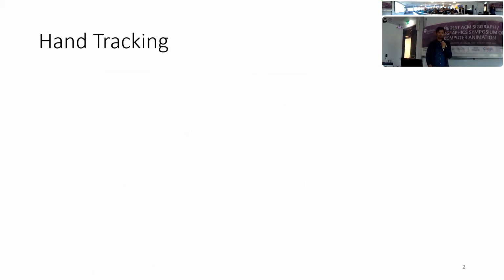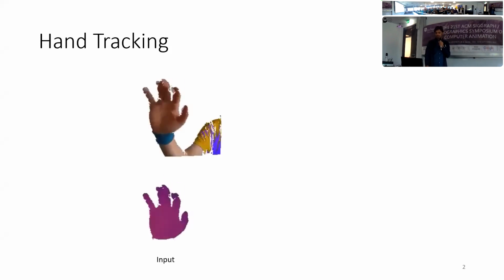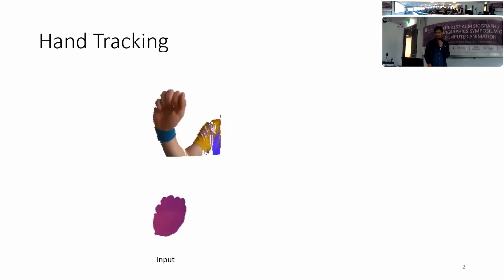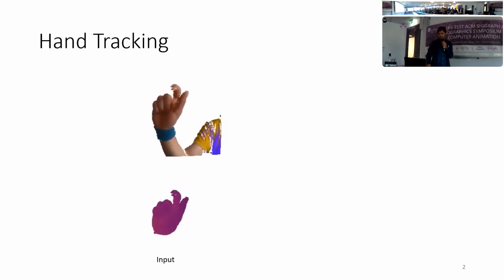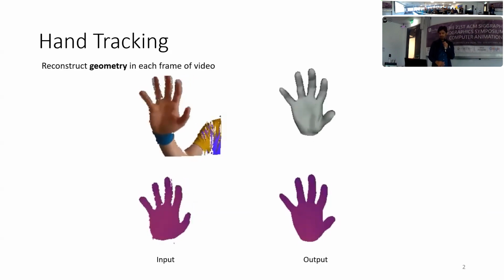Let's briefly understand what the problem of hand tracking is in our context. Consider we have a depth camera observing the motion of a user's hand. The goal of hand tracking is to reconstruct a 3D hand model that resembles the geometry of the user's hand in each frame of the video.